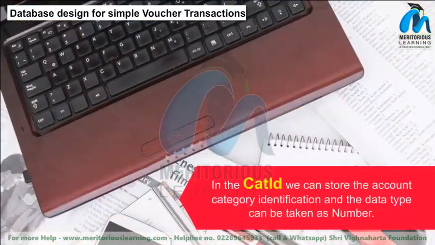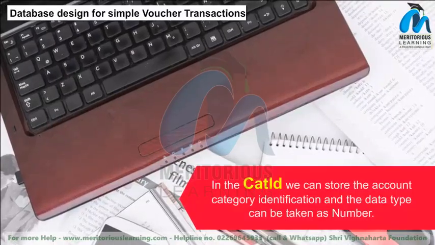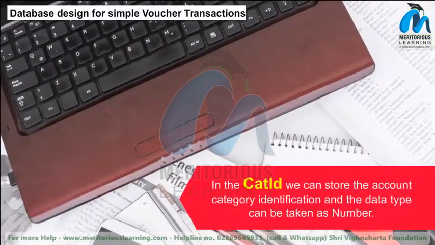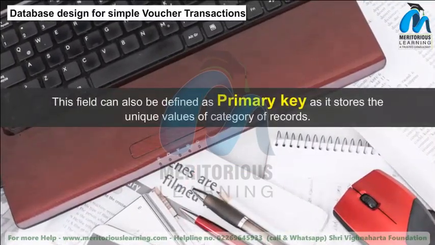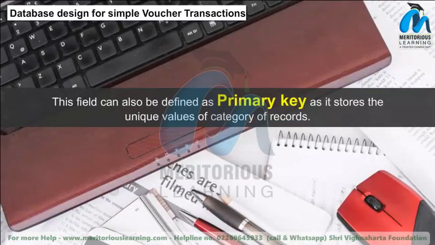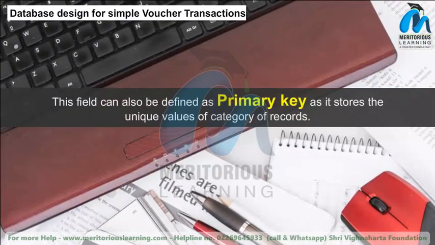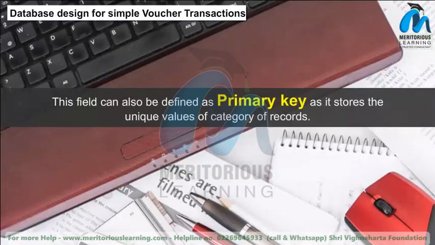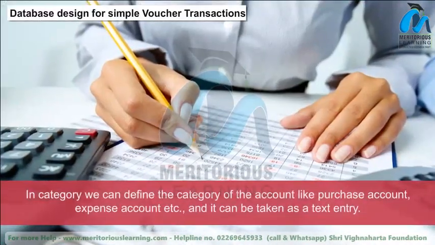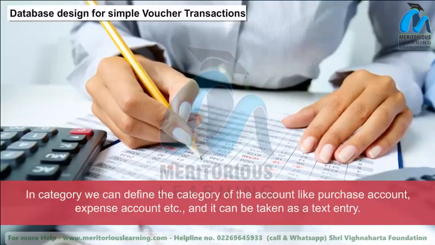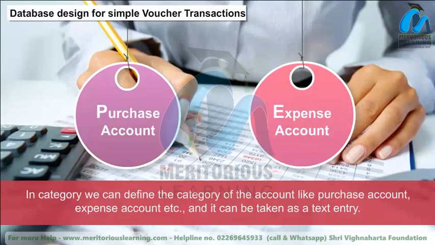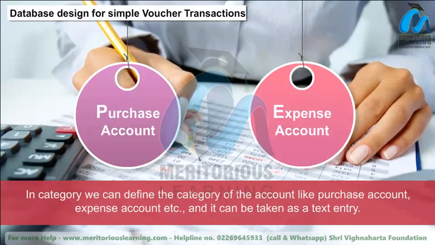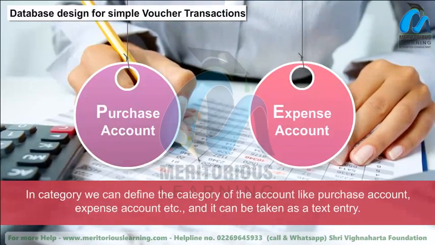In the cat ID, we can store the account category identification and the data type can be taken as number. This field can also be defined as primary key as it stores the unique values of category of records. In category, we can define the category of the account like purchase account, expense account, etc., and it can be taken as a text entry.